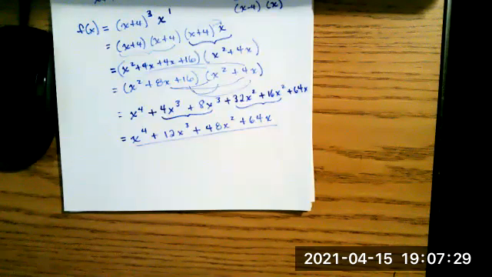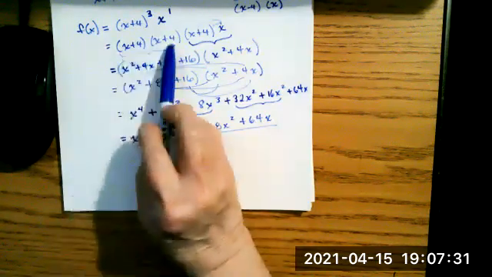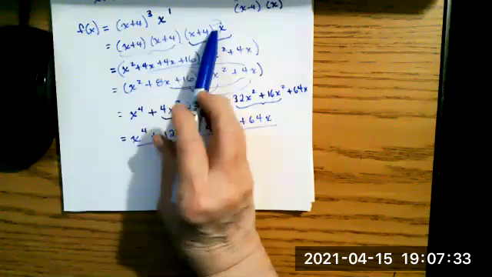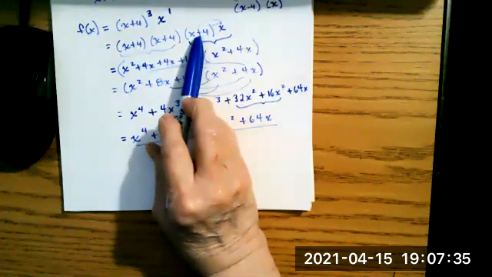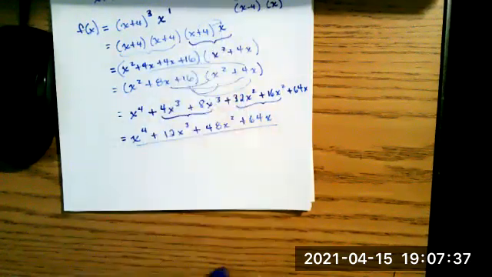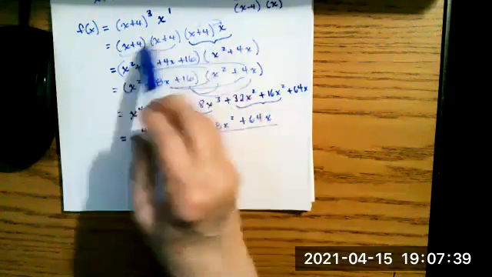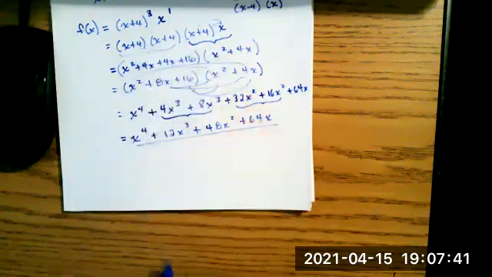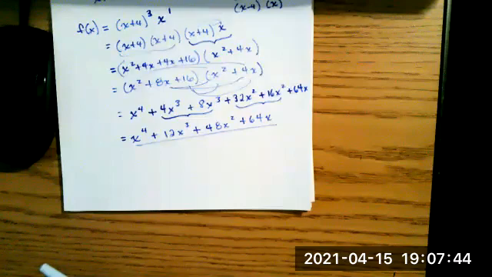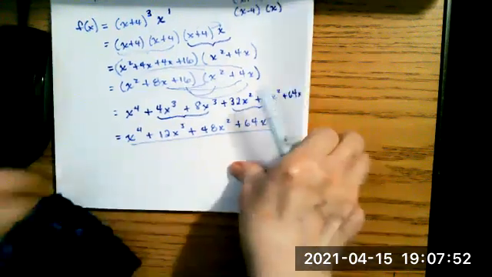You could have multiplied these two, gotten your answer, multiplied it by this one, gotten your answer, and then multiplied it by x if you want. But I think it saves a little bit of time if you'll do 2 of them at a time. Any questions? We good? Okay.